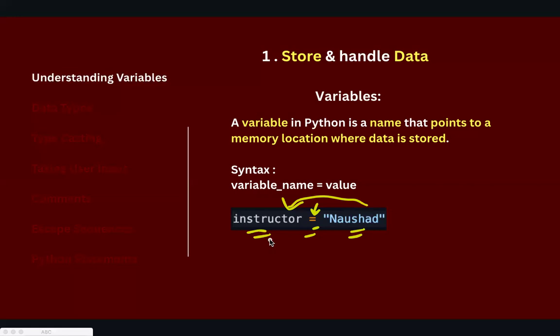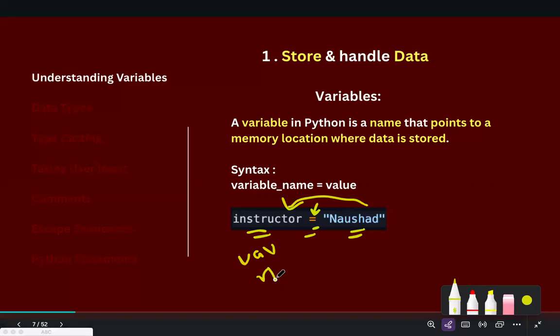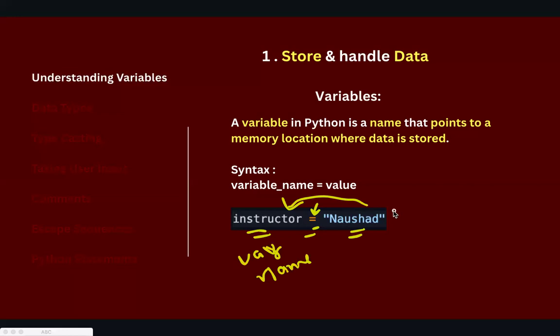So here, instructor is the variable name, and the variable name points to the memory location where Naushad is stored. Once I write this in Python and run it, Python will save this data in my RAM, and this variable instructor will be pointing to that memory where Naushad is stored.